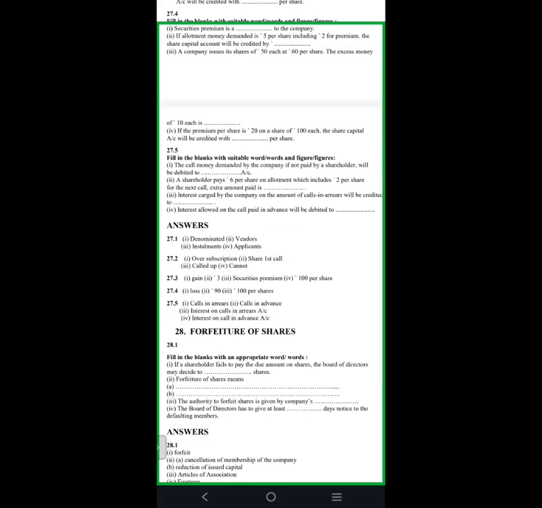Fill in the blanks with the suitable word or words and figure or figures. The call money demanded by the company, if not paid by a shareholder, will be debited to calls in arrears account. Shareholders pay rupees 60 per share on allotment, which includes 2 per share for the next call. Extra amount paid is calls in advance.